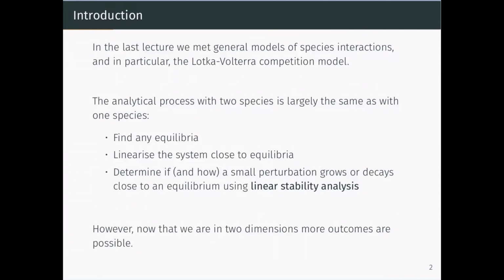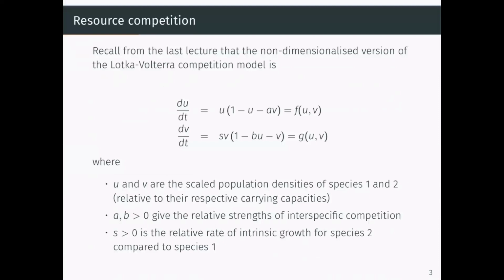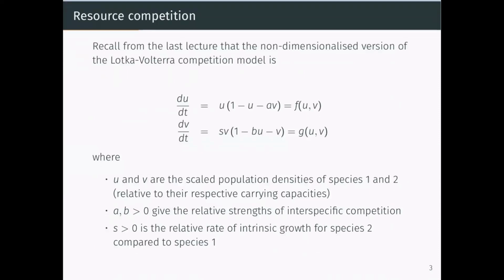In one dimension, it's relatively straightforward because you can only have these two possible outcomes. Something is stable or unstable in a one-dimensional continuous time system. But things are more complicated when we have two dimensions. We can have things like oscillations that could grow or decay. We could do lots of different things, essentially, when we start moving into two dimensions. We need to account for those now. Okay, so let's go back to our resource competition model.